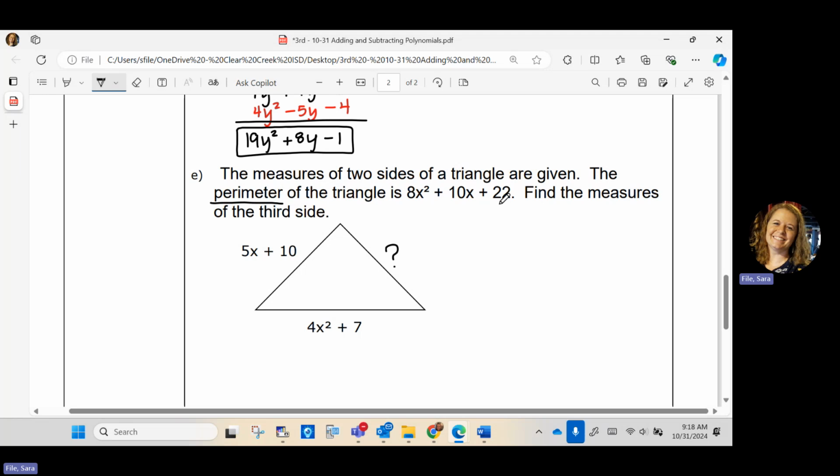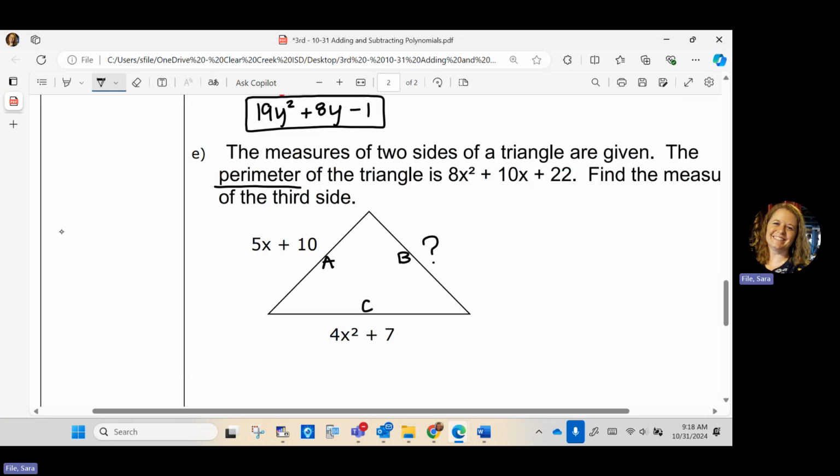Or if you want to do it all at once, you can take the perimeter. So I'm going to call the sides A, B, C, just to give you a little equation. So I could do A plus C and then subtract that, not from 180, from the perimeter. And that would equal the third side. Okay, so that's what we just talked about. Or I could just take the perimeter, because the perimeter is all three sides added up.